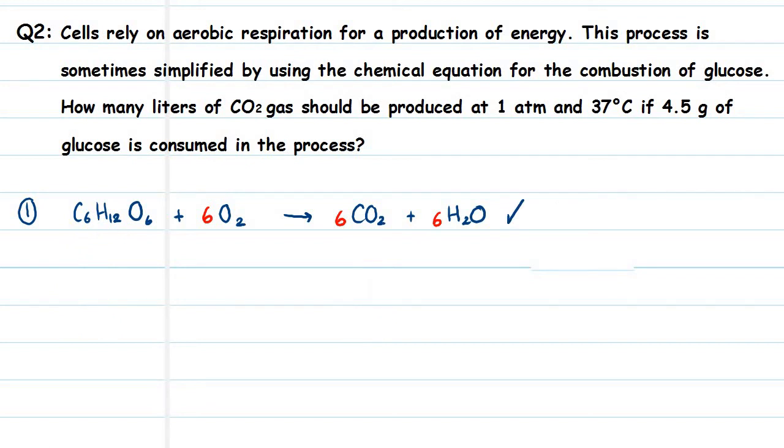The next step is to identify the involved species. They ask for the liters or volume of carbon dioxide gas, so that is one species. And they also talk about 4.5 gram of glucose, so that's another species. Alright, so we have glucose here and we have carbon dioxide here. Now we have to relate these two by mole. They give us 4.5 gram of glucose, so that is mass. And we know that mole is equal to mass over molecular weight.